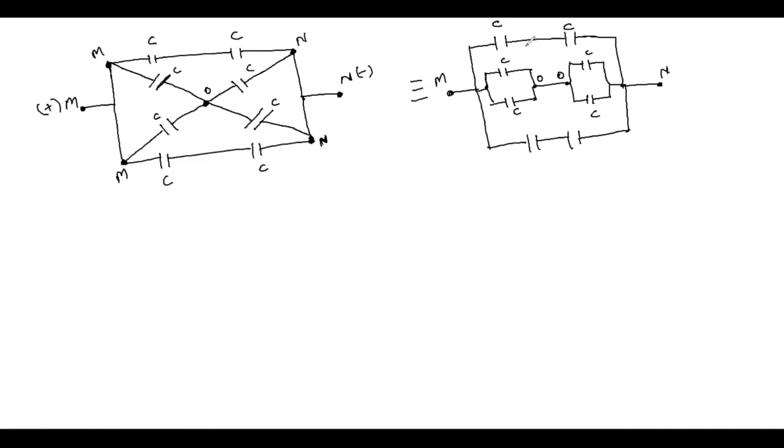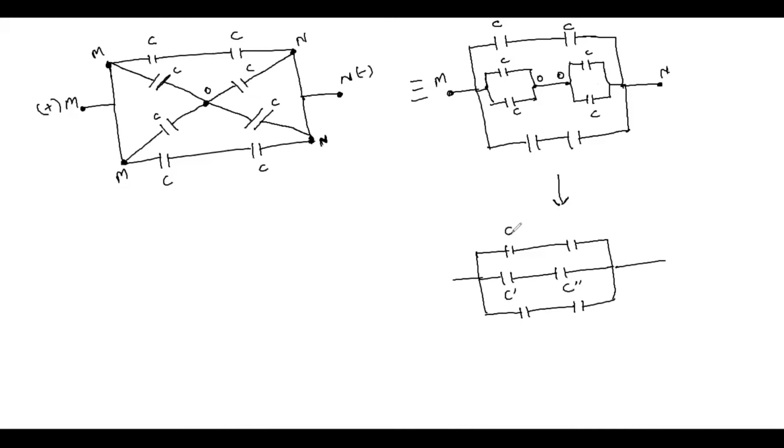As you can see here, these two capacitors are connected in series, and these two capacitors are connected in series. They are connected in parallel. So we can easily redraw this again. And here you will have an equivalent capacitance of this parallel capacitor. Let's say it is C dash and C double dash.